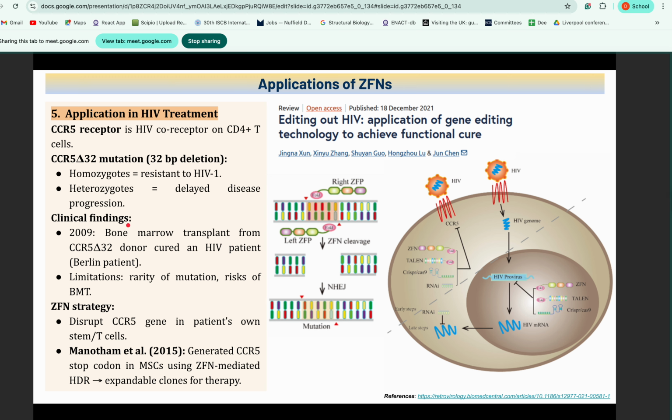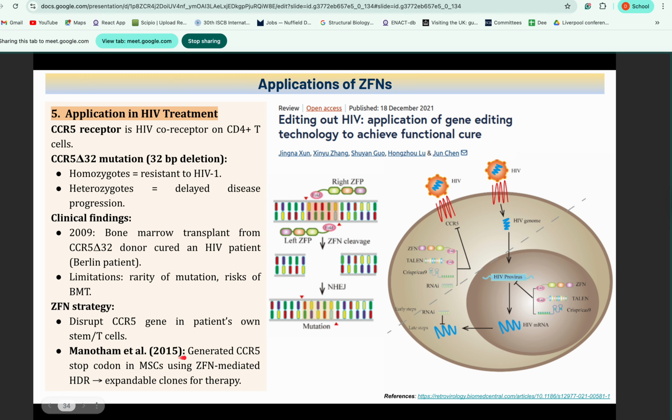Clinical findings suggested that in 2009, a bone marrow transplant from a CCR5 del 32 donor cured an HIV patient, which was the Berlin patient. The limitations are the rarity of the mutations and the risk of BMT. Then the ZFN strategy, which is how zinc finger nucleases work, disrupts this gene in the patient's T cells.